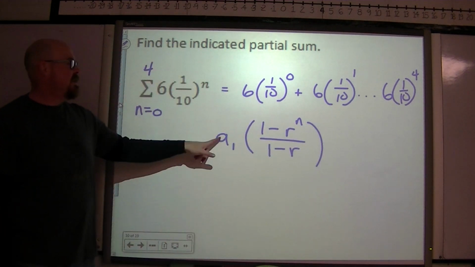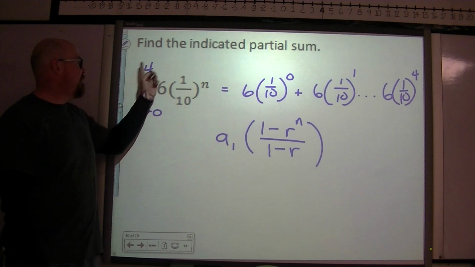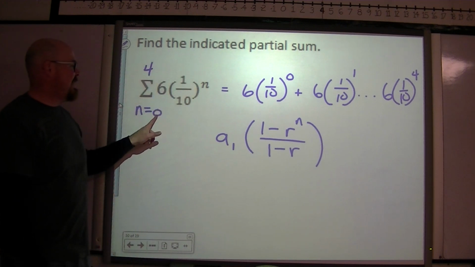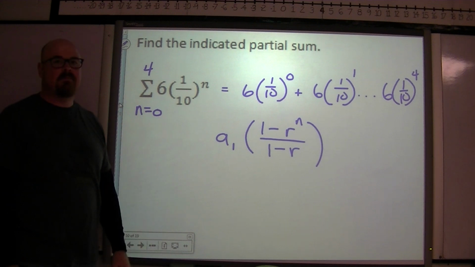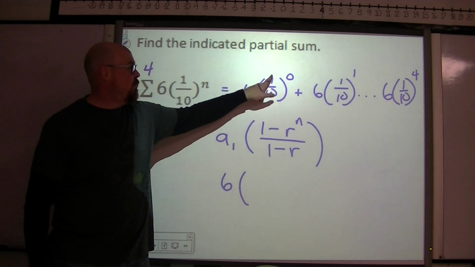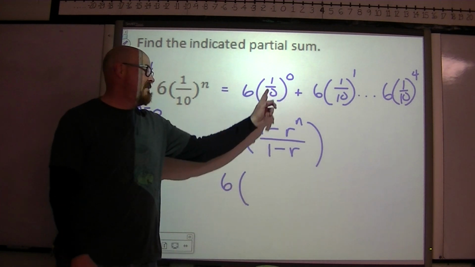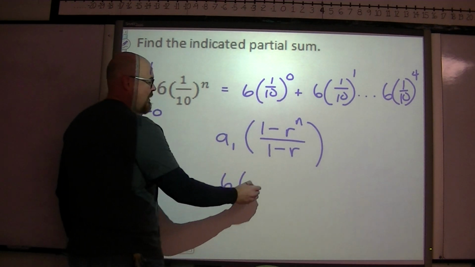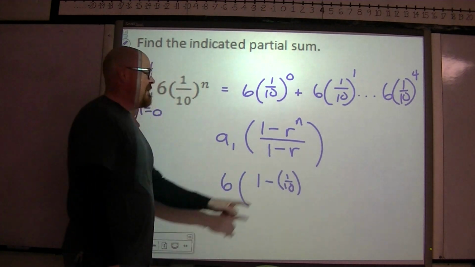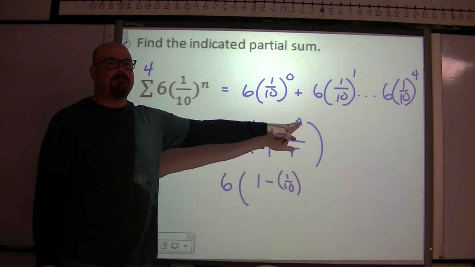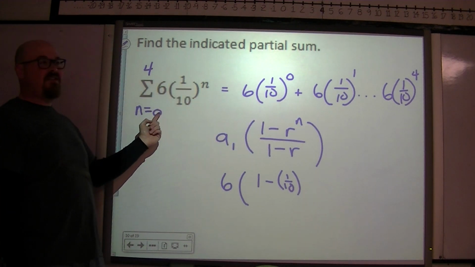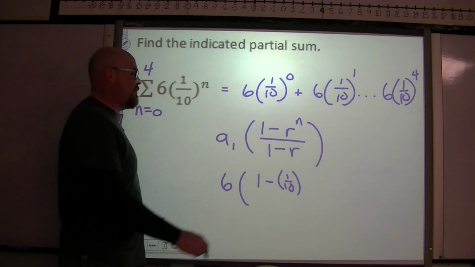I'm worried. The first term is the first term in this sum. The first term in this sum I get by plugging a 0 in, right? Which is 6. So if I put a 0 here, 1/10 to the 0 power is 1. 6 times 1 is 6. The common ratio we have is 1/10. How many terms are in this sum? It's not 4. We've already established, because we start at 0 and end at 4, there's 5 terms in this sum.